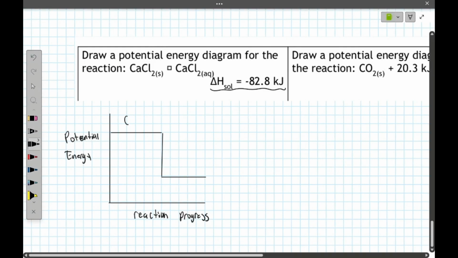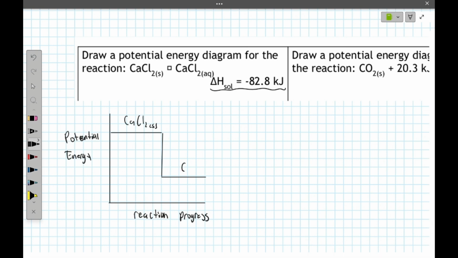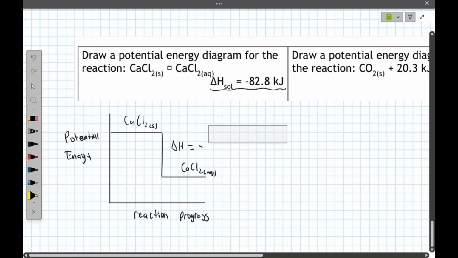So CaCl2 solid becomes CaCl2 aqueous with a change of negative 82.8 kilojoules.